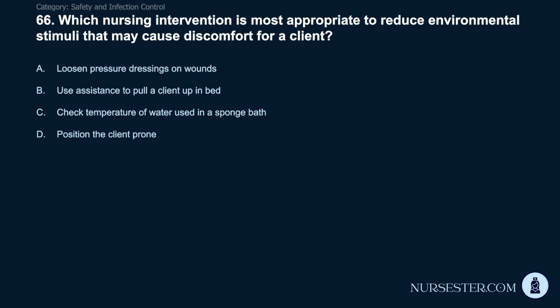66. Which nursing intervention is most appropriate to reduce environmental stimuli that may cause discomfort for a client? A. Loosen pressure dressings on wounds. B. Use assistance to pull a client up in bed. C. Check temperature of water used in a sponge bath. D. Position the client prone. Correct answer: C. Check temperature of water used in a sponge bath.